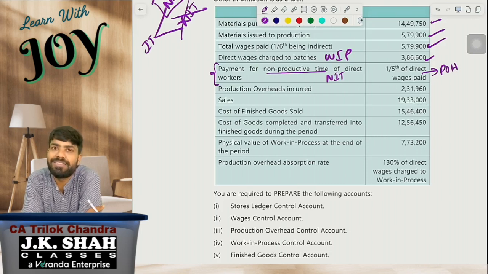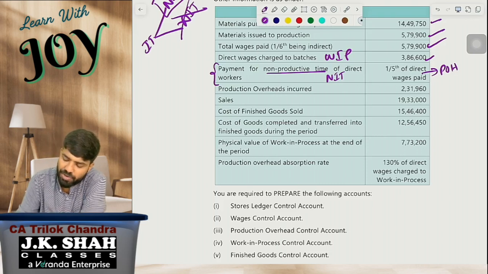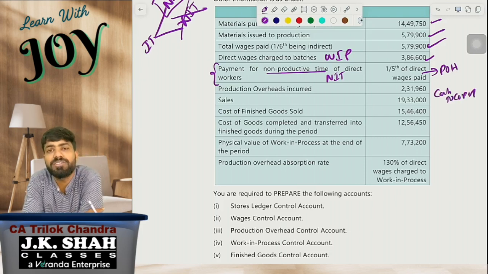Sales. What is the entry for sales? Cash account debit to costing P&L. Okay. Cost of finished goods sold. What is the entry? Cost of sales to finished goods, or cost of goods sold to finished goods.